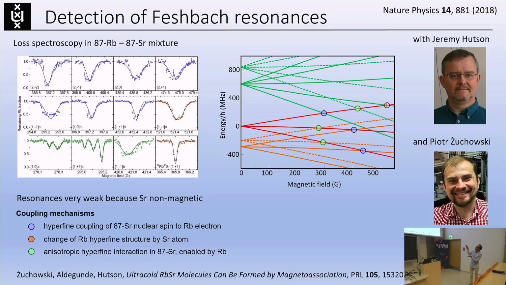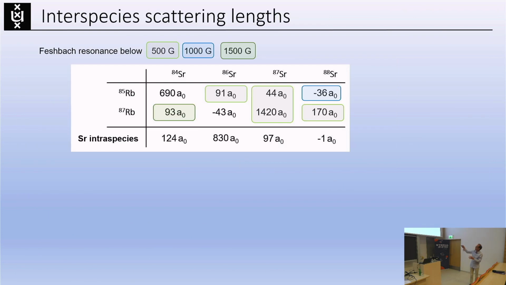What this Feshbach resonance study gave us, in addition to the resonance positions and so on, is knowledge about all the interspecies scattering lengths in this mixture, because we know now all the weakly bound states. And here we can make a table of all possibilities, the 4 strontium isotopes, the 2 rubidium isotopes, all the interspecies scattering resonances, and also below here the strontium intraspecies resonances. And I marked here in which field range we find magnetic Feshbach resonances.